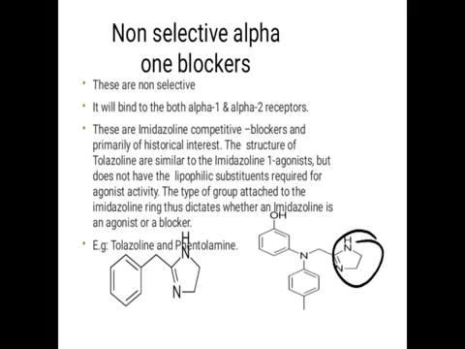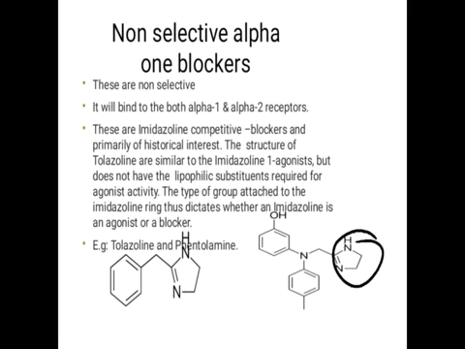So both these drugs, tolazoline and phentolamine, are responsible for blocking the alpha 1 receptor as well as alpha 2. Actually alpha 2 is not necessary, but they are mainly blocking the alpha 1 receptor. So they produce a vasodilation effect, so they are useful in hypertension. They are generally useful in the treatment of pulmonary hypertension.